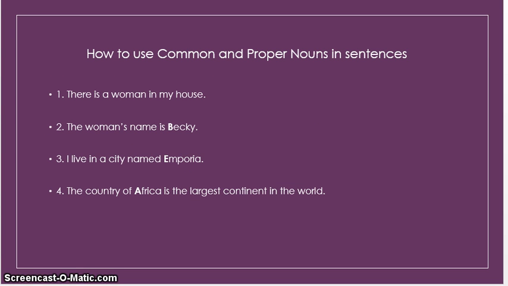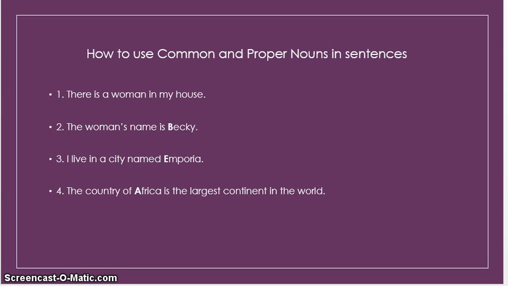How do you use common and proper nouns in sentences? We have 4 sentences here. The first sentence has 2 common nouns. Can you identify them? The common nouns are woman and house. They have no specific name connected with them, and so they are not capitalized.